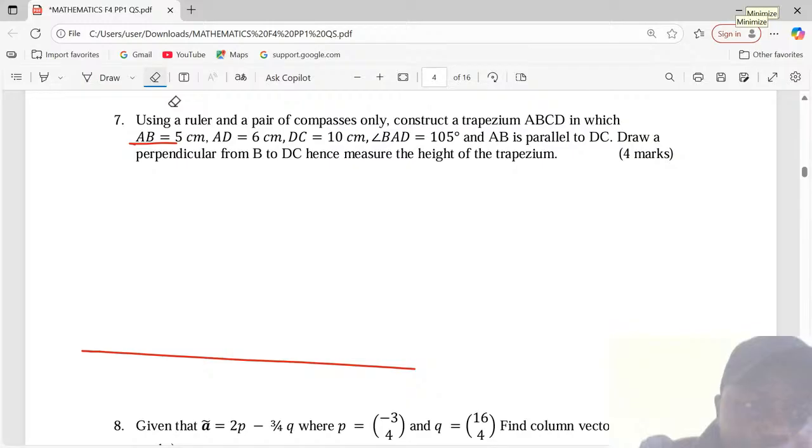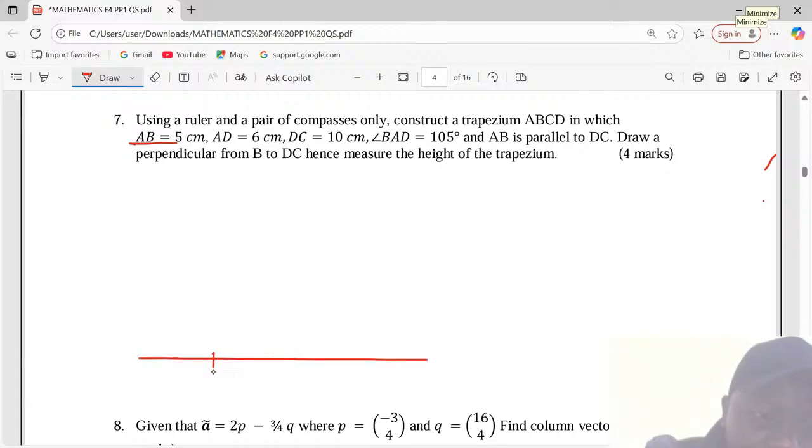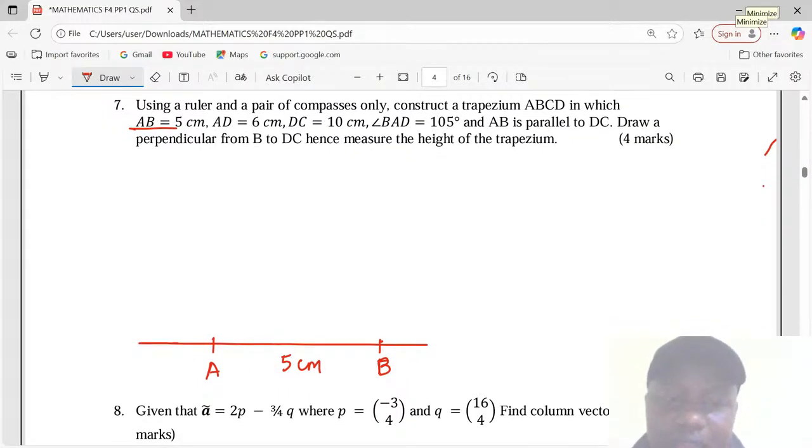So I'm talking about now using a very straight line and your ruler to come up with AB, 5 centimeters. AB is 5 centimeters, measured that way. Then after the 5 centimeters of AB, what else are we measuring, ladies and gentlemen? The angle BAD, such that A is the one at the center now. The angle at A is equivalent to 105.